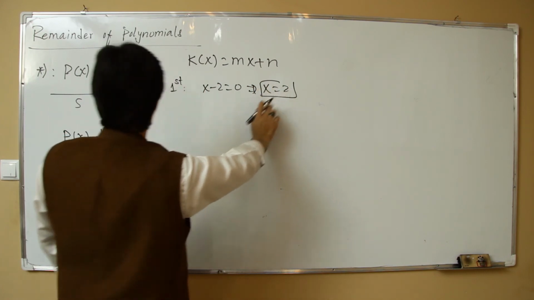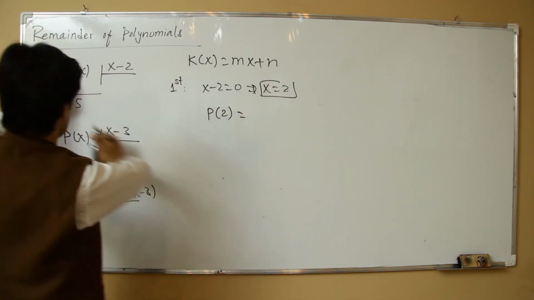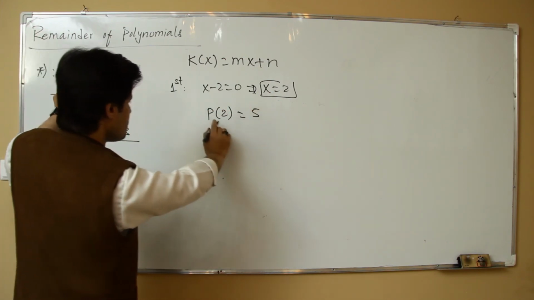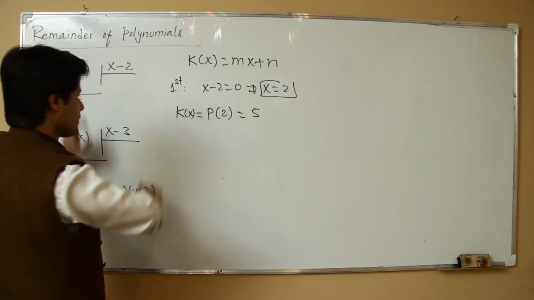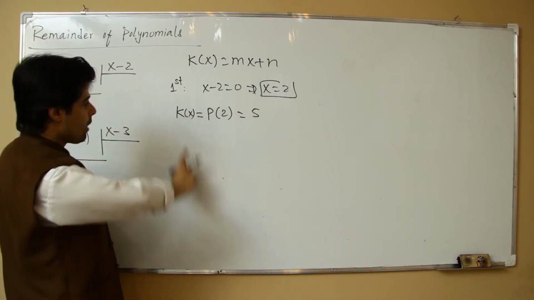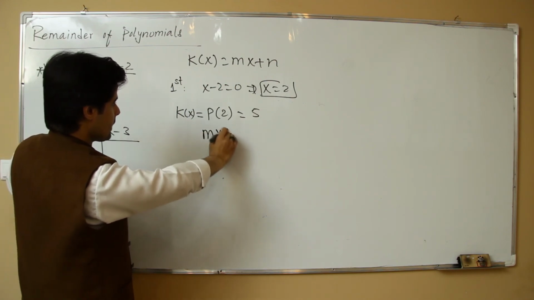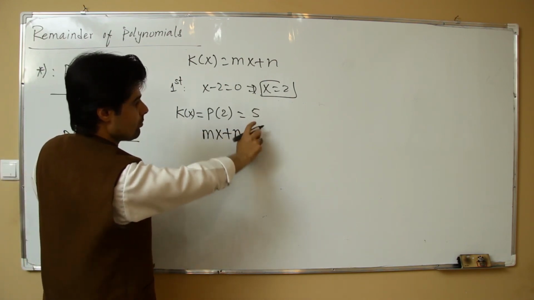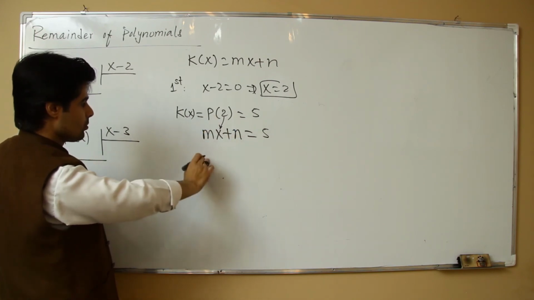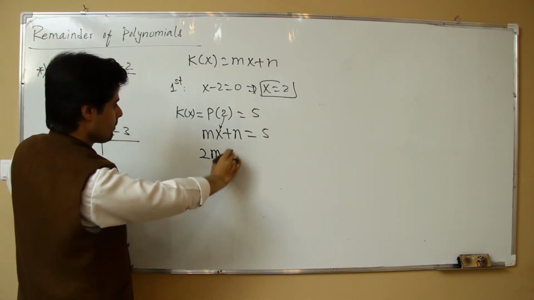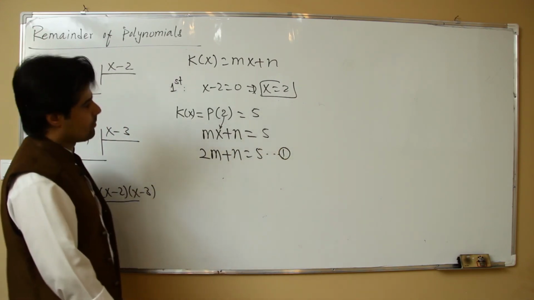This 2 you put in here. p(2) is equal to what? 5. p(2) is what? p(2) is k(x), I mean the remainder. How can you write the remainder? mx plus n equal to 5. Instead of x, you have to put 2. Then this is 2m plus n equals 5. This is the first equation.